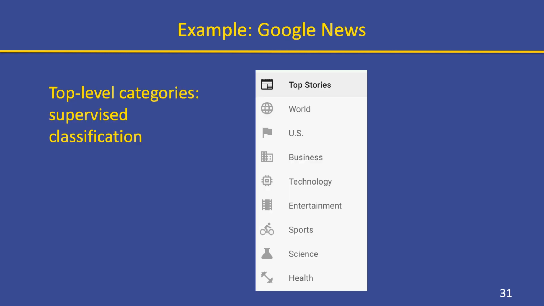Now, we also have top-level categories in Google News. We have world, we have US, business, technology, and so on. And here we have supervised classification. We can train a classifier here because the categories are fixed.